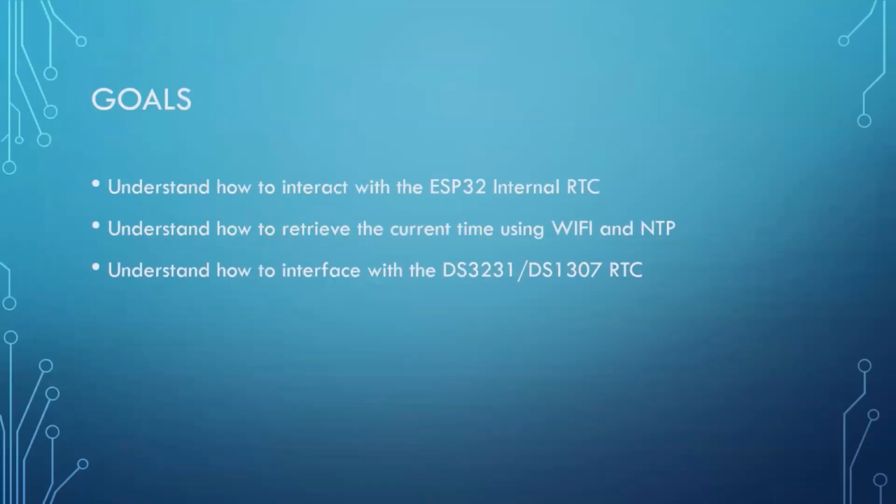So our goals are going to be basically how to interact with the ESP32 internal real-time clock, understand how to retrieve the current time using Wi-Fi and the network time protocol. And then we're also going to look at how to interface with either the DS3231 or DS1307 real-time clock module. And the difference basically between using the internal and external, as we'll get into next.